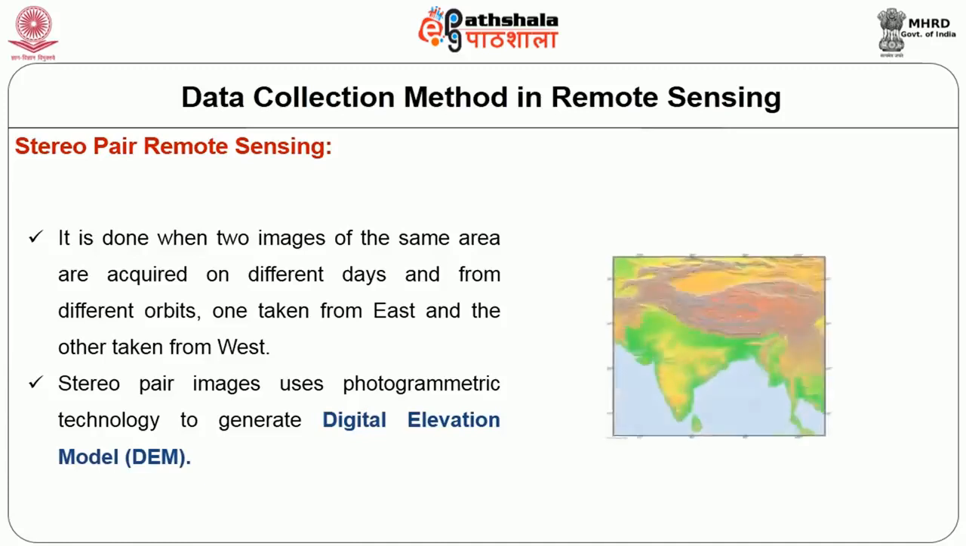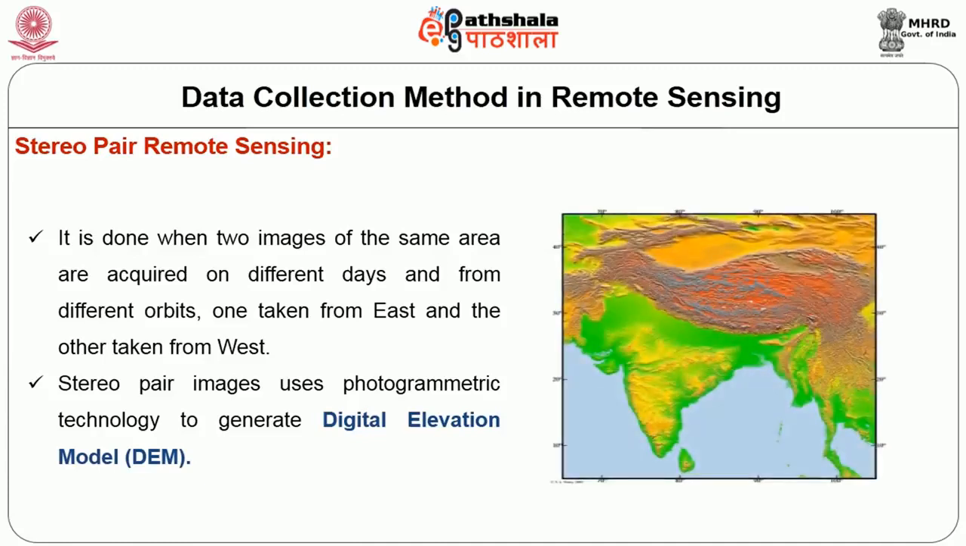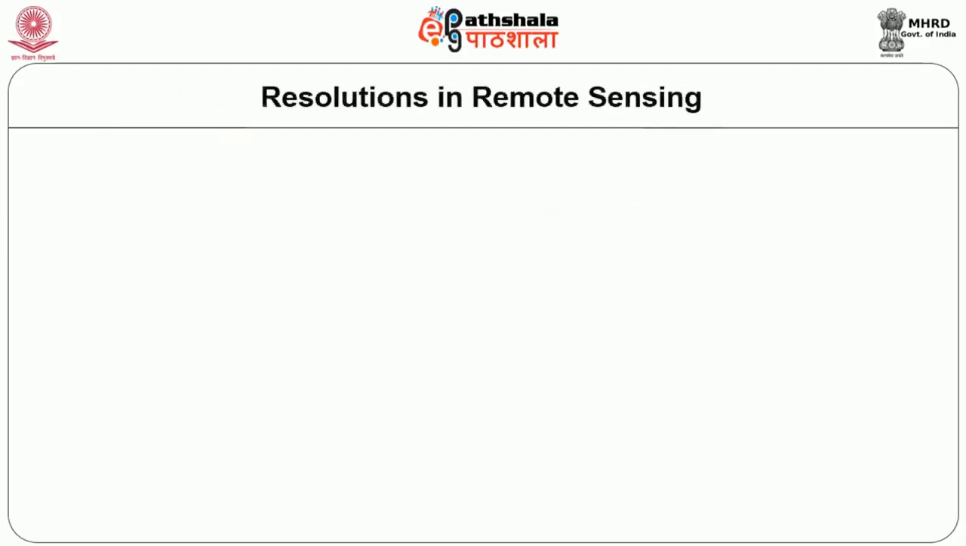You can see the India map here. This India map is taken by one of the stereo pair remote sensing tools. The image was taken in such a fashion that it used photogrammetric technology to generate all these parts, and it has been converted into the digital elevation model in order to give you a concrete result of what is actually present in the world. Coming to the resolutions, everywhere there is a resolution problem.